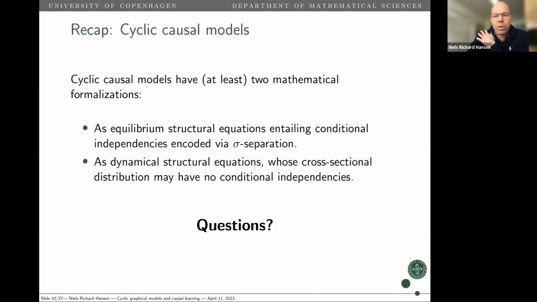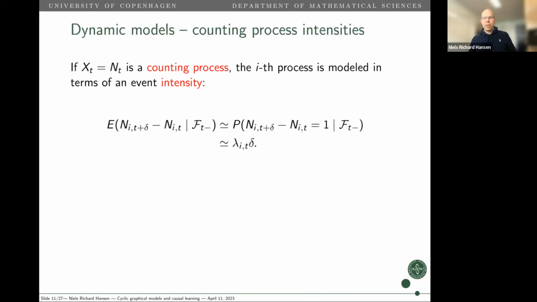So let me move on to some dynamic model specifications, and now we turn back to the neurons and the events happening for the neurons. And I look at this as counting processes. So counting processes are counting how many events have happened for a given coordinate up to a given time point. So the X process on my previous slide is now called N because it's a counting process.